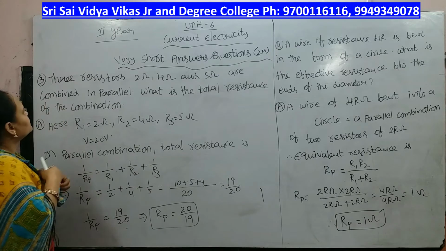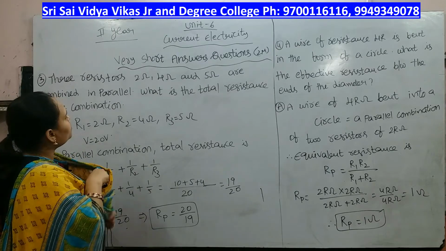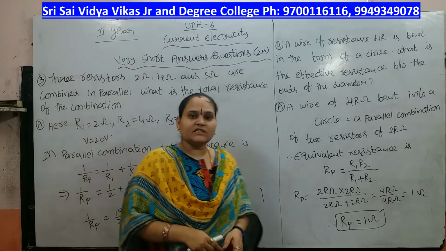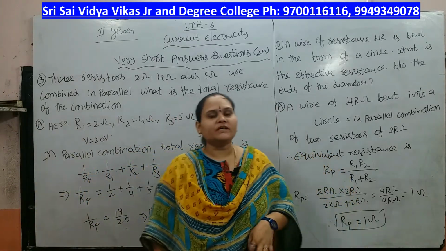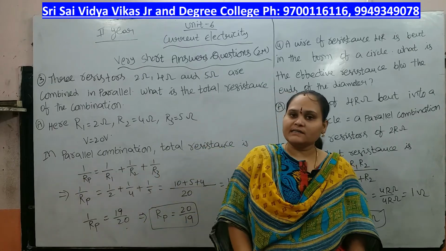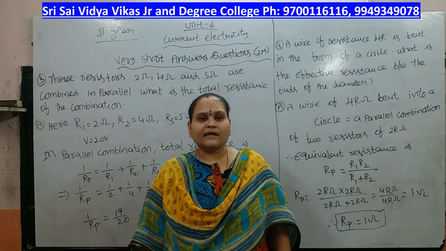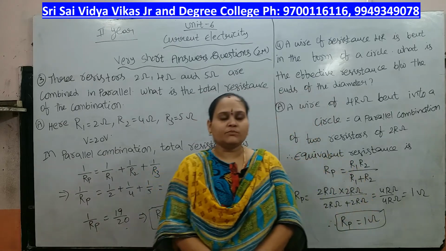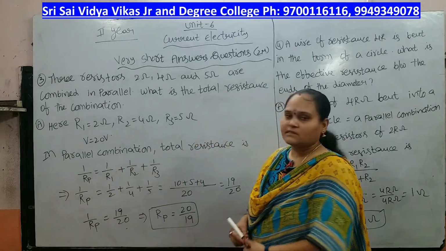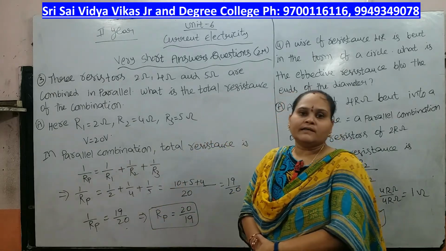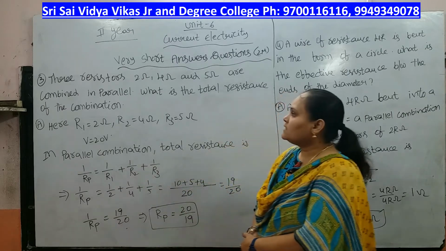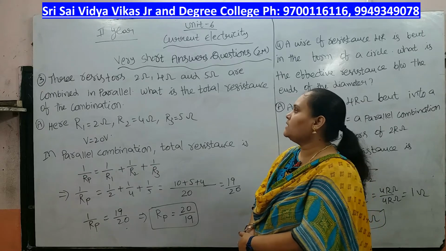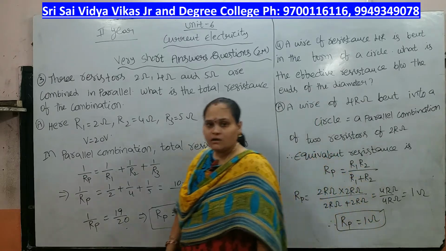So the next one is: there are 3 resistors, 2 ohm, 4 ohm and 5 ohm, combined in parallel. So the 3 resistors are arranged in a parallel combination. In parallel combination, the resultant resistance will be equal to the sum of the reciprocals of the individual resistances. Everybody knows the formula for resistors connected in parallel. So here we are taking 3 resistors, 2 ohm, 4 ohm and 5 ohm, combined in parallel. What is the total resistance of the combination?